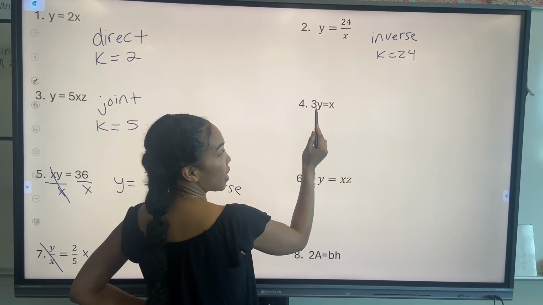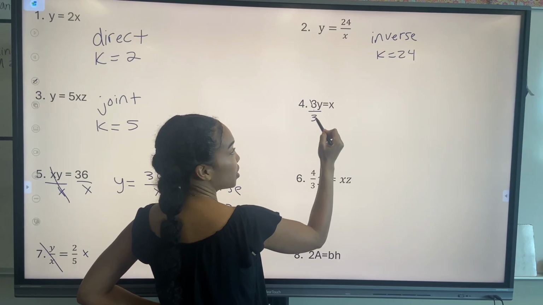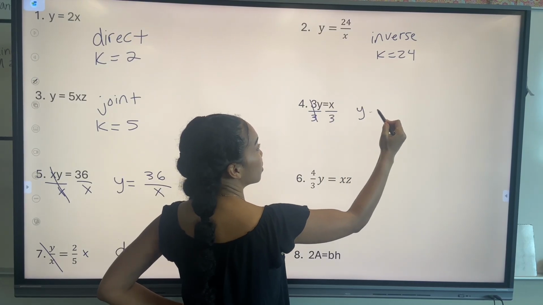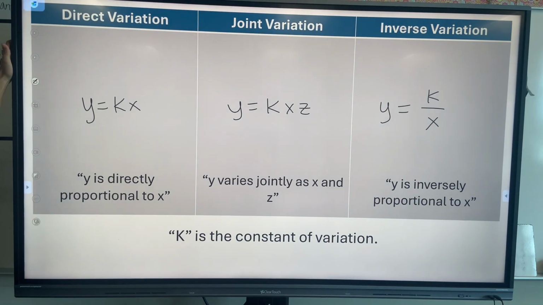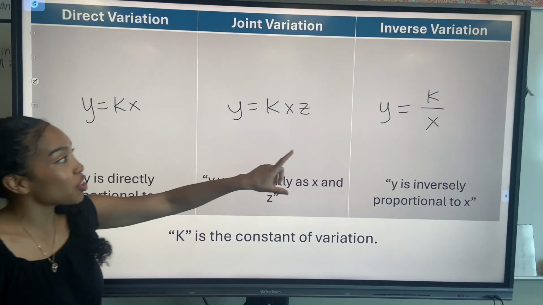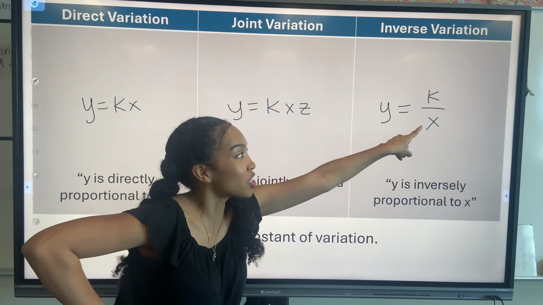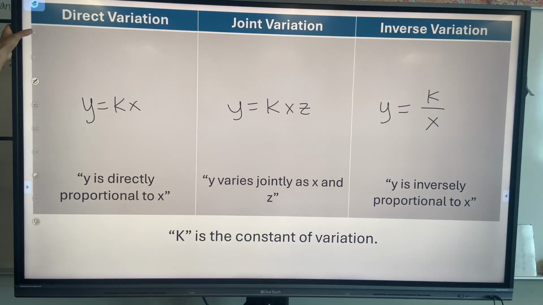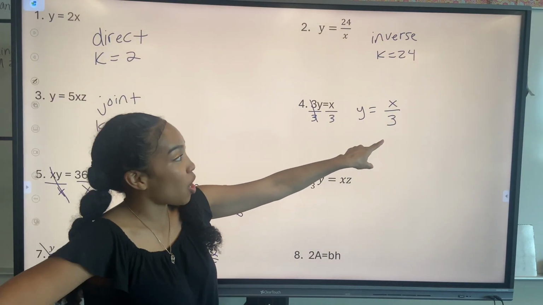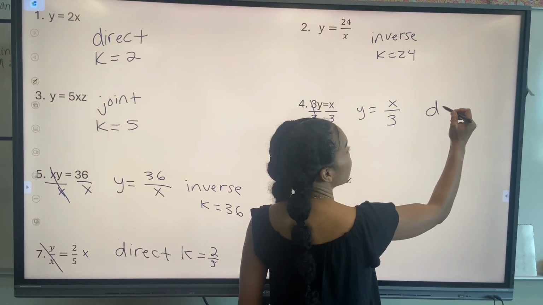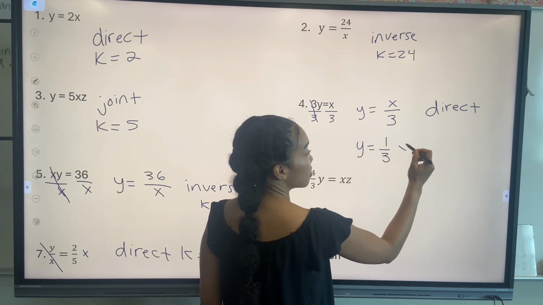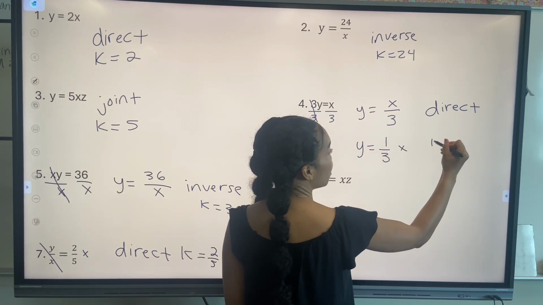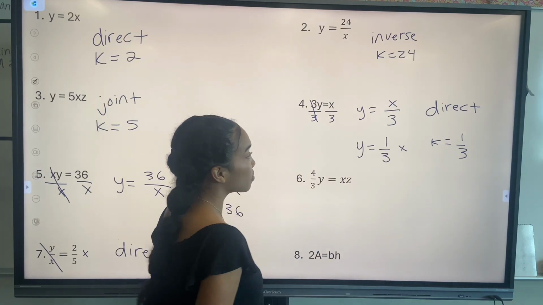Here we want y by itself, so I'm going to divide by 3. Be careful with this one. Which equation does that look like? It's not going to be inverse. Even though it is a fraction, notice x is in the denominator for this one. For it to be inverse, x needs to be in the denominator. So this one is direct variation. Maybe you'll see it better if it was written like this. Your k value is 1/3.